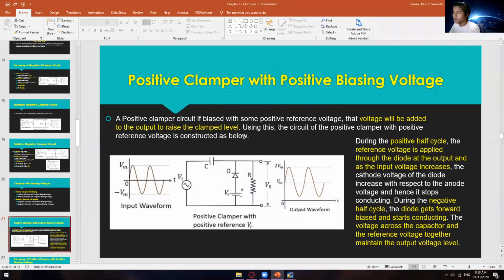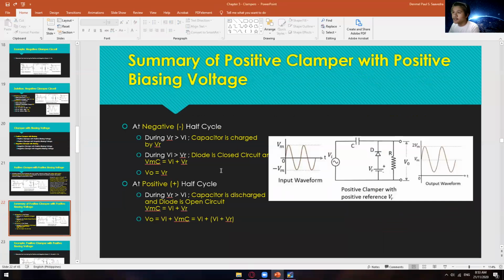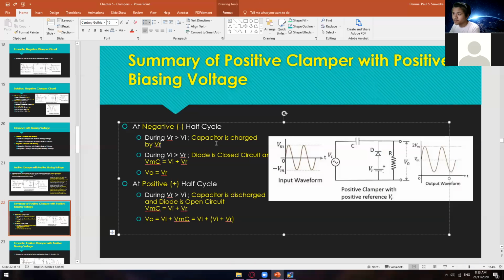Let's go on to the summary of the positive clamper with positive biasing voltage. Let's analyze it step by step. During the negative half cycle, as you can see, we have two possible ways to solve it. You must compare the reference voltage or the bias voltage to our input voltage. When V sub R is greater than V sub I, the capacitor is charged by V sub R. Take a look at this one first. Will it be able to pass through this diode?